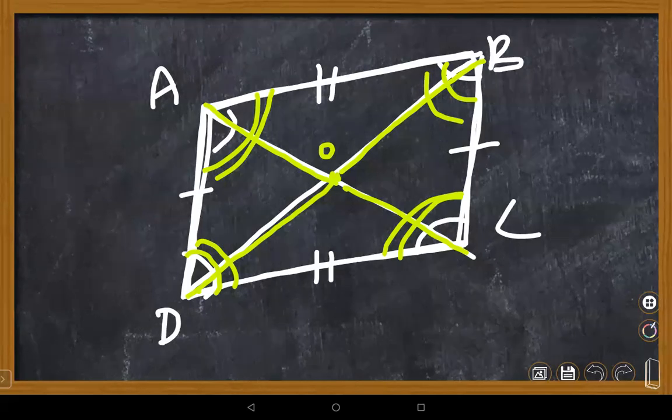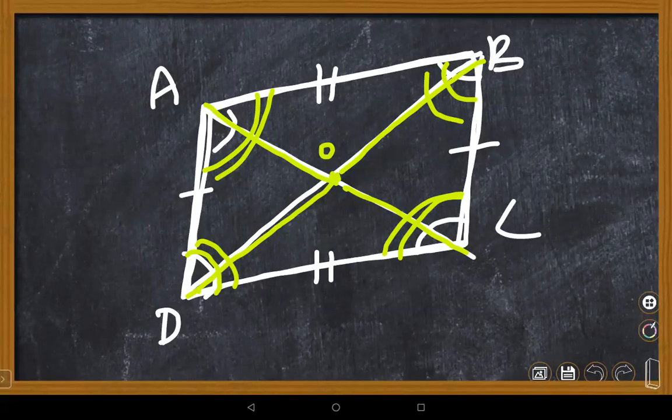Yes, Lalit. Children, I will give the table also, don't worry. But these four points you're supposed to remember, children. Adjacent angles supplementary, opposite angles equal, diagonals are not equal, opposite sides are parallel and equal, and diagonals bisect each other at point O.